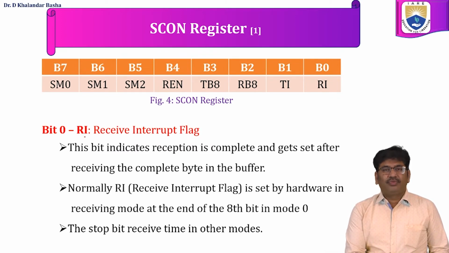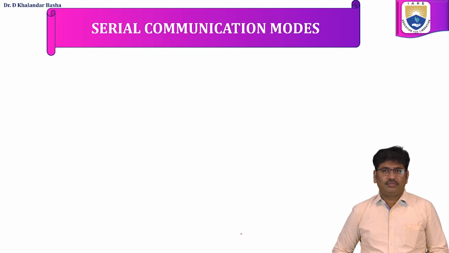The LSB, bit 0, is for RI. RI stands for receive interrupt flag. This bit indicates reception is completed and gets set after receiving the complete byte in the SBUF. Normally, the receive interrupt flag is set by the hardware in receiving mode at the end of the 8th bit in mode 0, and at the time the stop bit is received in other modes.